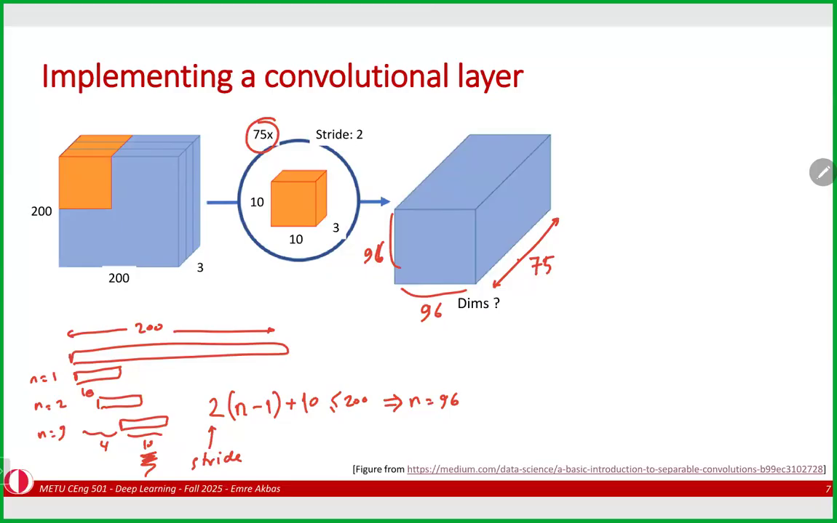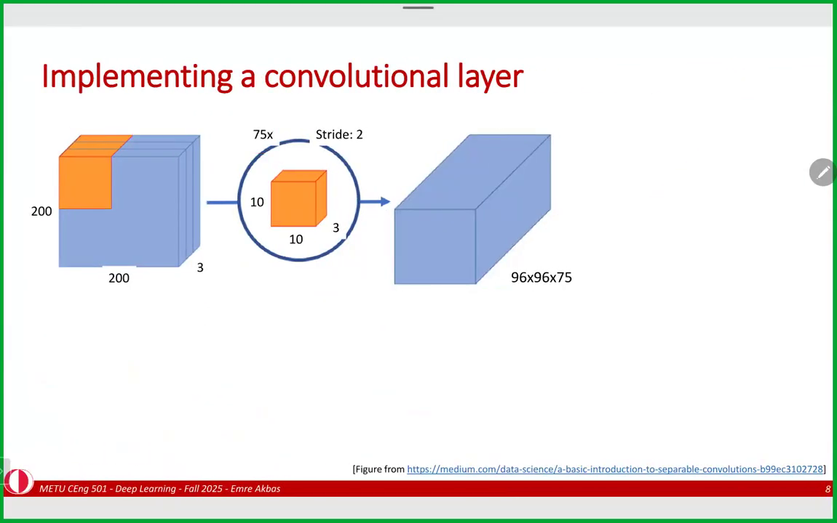Yes, one filter will give you just one output, and 75 of them will be 75 outputs stacked in these channels. Okay. So this is the naive, plain convolution. We just computed the dimensions of this, but how can you implement this using matrix multiplication?